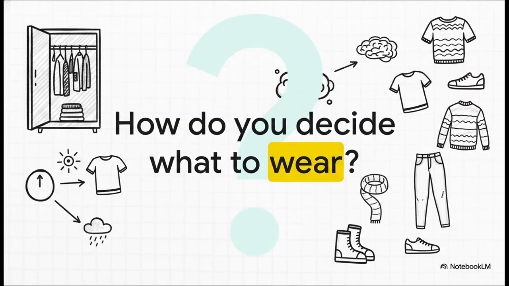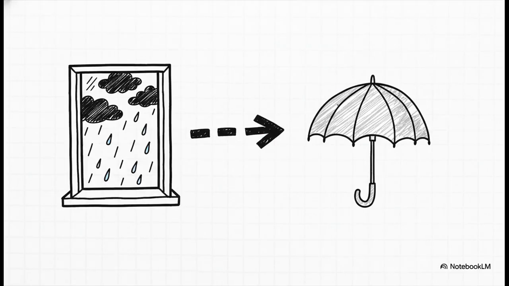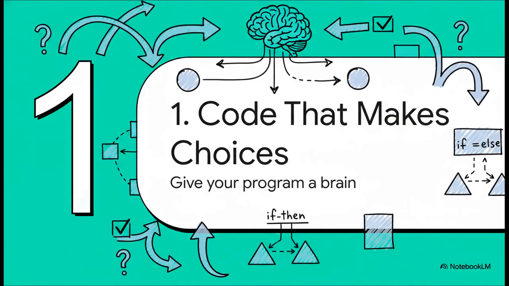I mean, just think about this morning. You're standing there, looking at your clothes. How do you actually decide what to put on? You don't just grab stuff randomly, right? Your brain is running this super fast little program based on a few key things. You might glance out the window and your brain just automatically goes, okay, if it's raining, then I'll take an umbrella. And that simple if-then idea, that's the core of all decision-making for us and for the code we write. So that if-then logic is exactly what we're going to build.